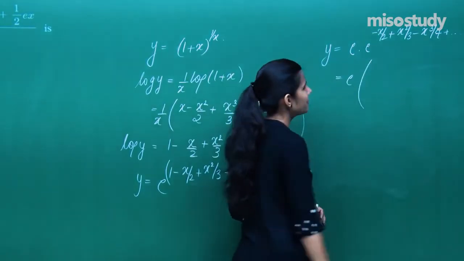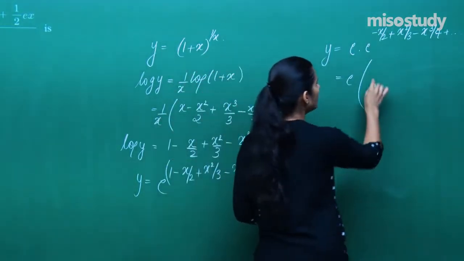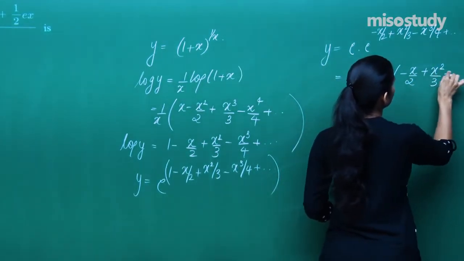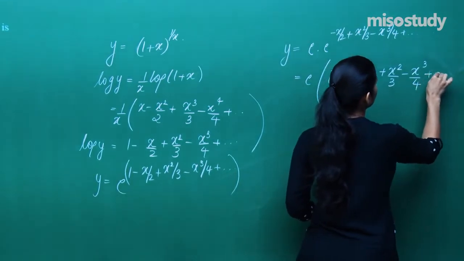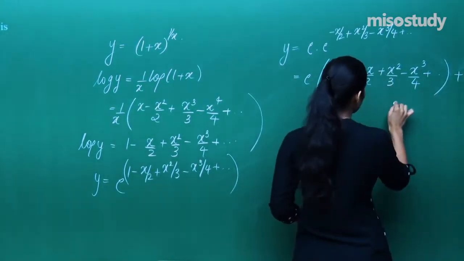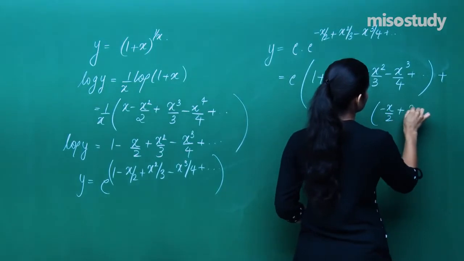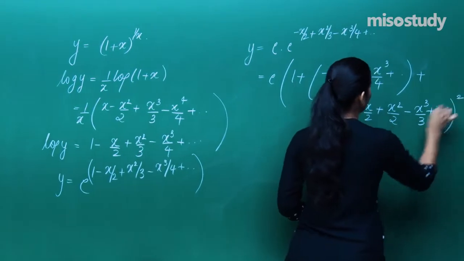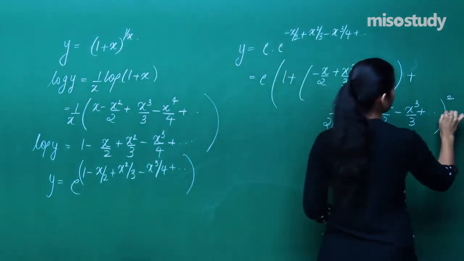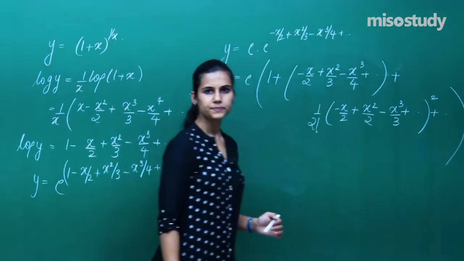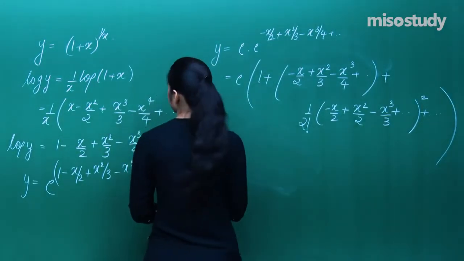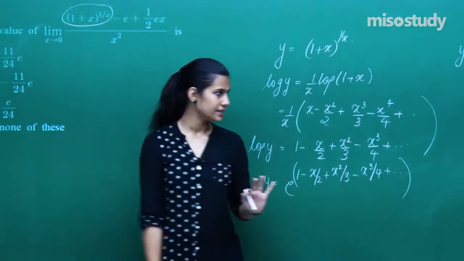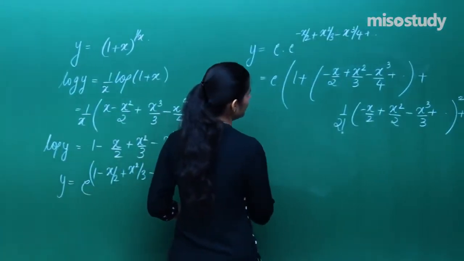Here now I am going to use the expansion of e to the power something, which is 1 plus that something plus that something whole square by 2 factorial and so on. Don't forget, I am interested in limit x tends to 0 of this expression, okay? Don't forget that. Okay, coming back, how can I resolve this?